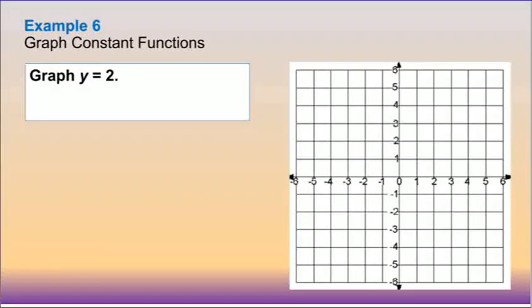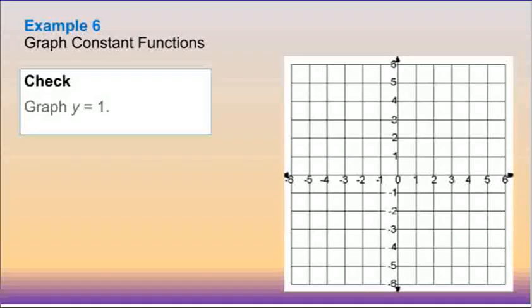Next, example 6. These are constant functions. So it says graph y equals 2. So I put a point on the y-axis at 2. There is no slope, so it just is a horizontal line. I can put another point somewhere here to show that it is a straight line.